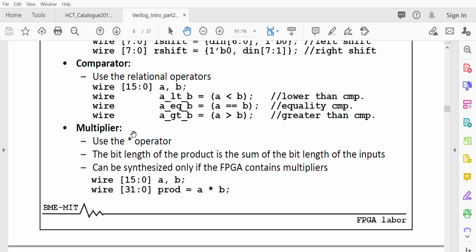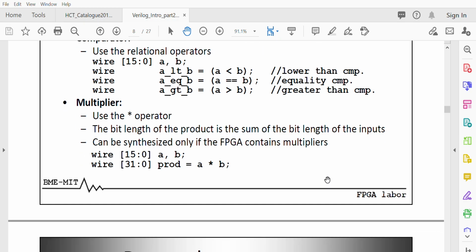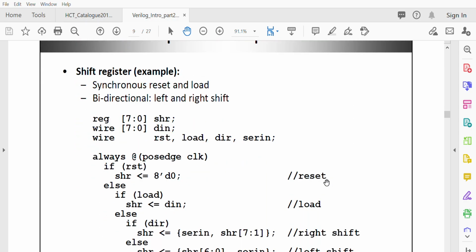Multiplier, we can use the star operator. This can be synthesized only if the FPGA contains multipliers. If it contains hardware multipliers, it means there are circuits already there in silicon that are doing multiplication. So you go to the datasheet of the FPGA, you find a lot of them. They are doing 18 by 19 multiplications, or 18 by 18, depending on some of the implementations.